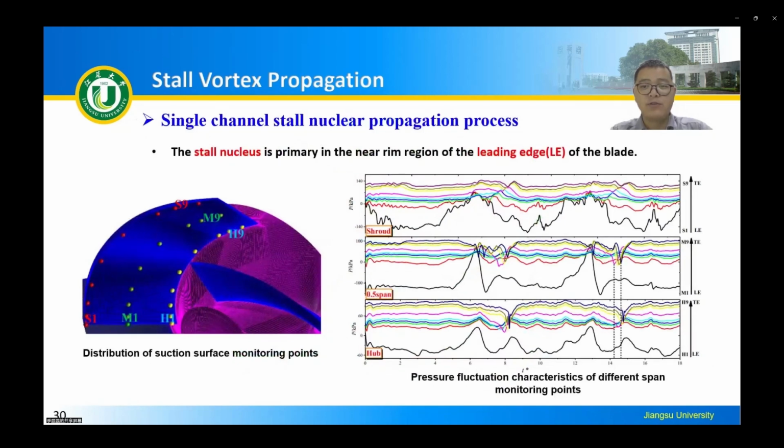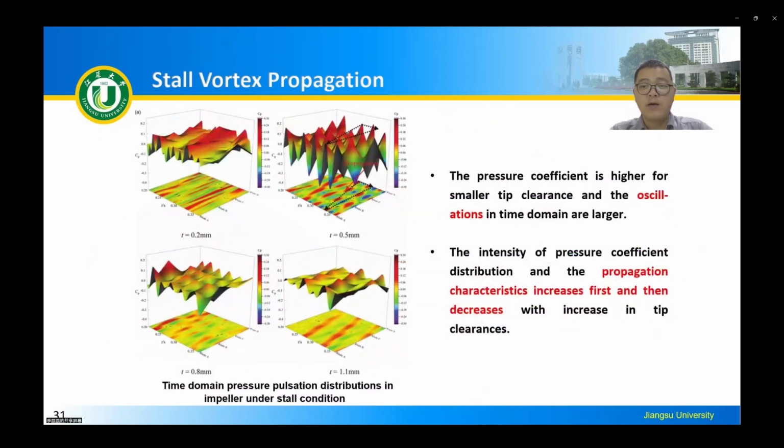By monitoring the pressure pulsation characteristics in a single flow channel, it can be seen that the stall nucleus manually appears in the area near the leading edge of the blade. We also monitor the pressure pulsation characteristics of different tip clearances. We found that the pressure coefficient is higher for smaller tip clearance, and the fluctuations in the time domain are larger. And the intensity of the pressure coefficient distribution and the propagation characteristics increase firstly and then decrease with the increase in tip clearance.